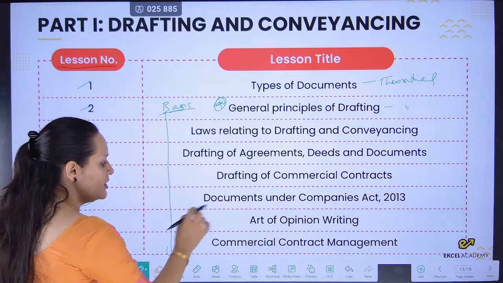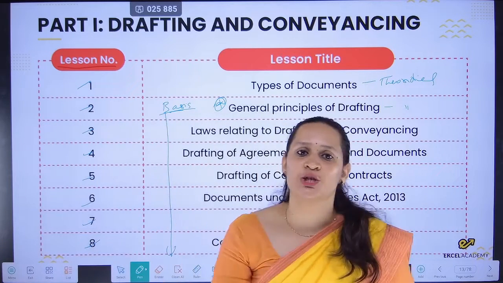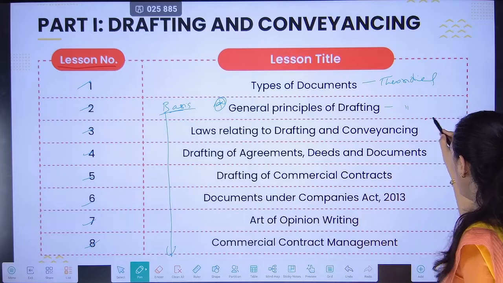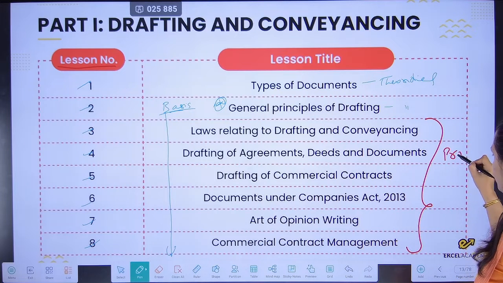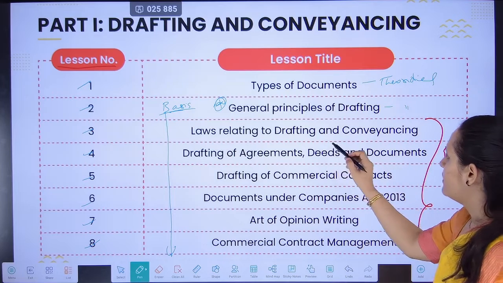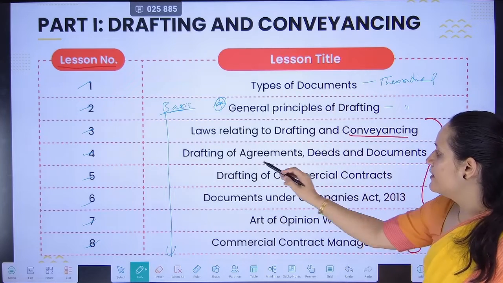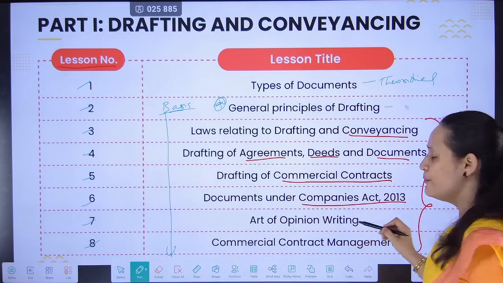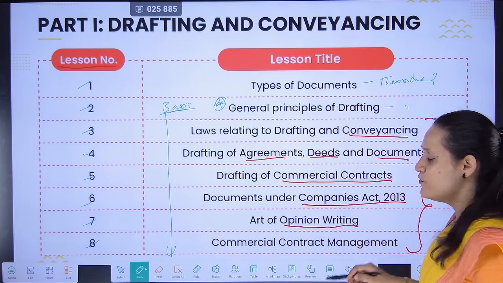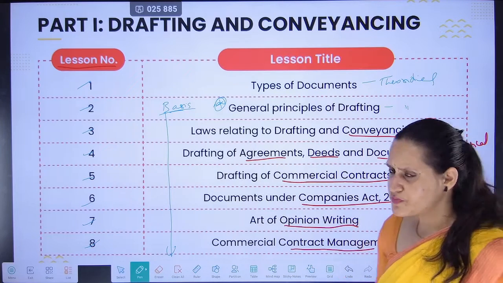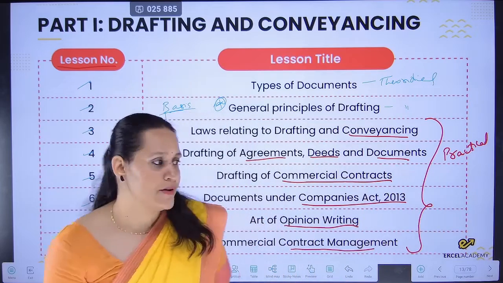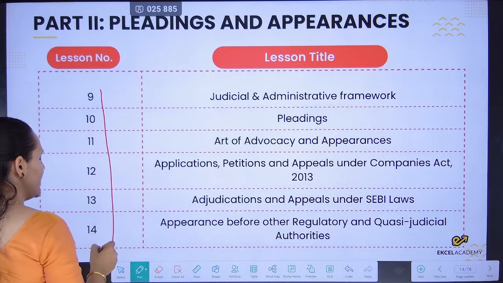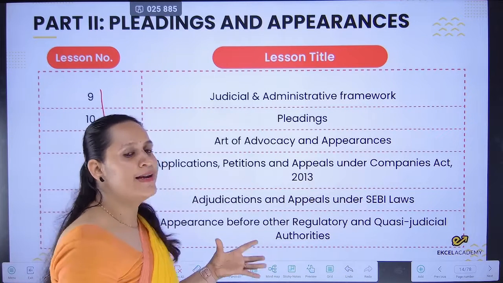Next, all the other chapters are related to actual practical knowledge. So first two chapters are theoretical based, all the remaining chapters are practical, where they are asking you to do the practical work related to conveyancing, drafting of agreement deeds and documents, drafting of commercial contracts under Indian Contract Act, drafting under Companies Act like various resolutions, opinion writing for your client, and contract management. So these are the aspects that are covered under this particular part 1. Part 2 has the remaining chapters 9 to 14, which is predominantly theory based.